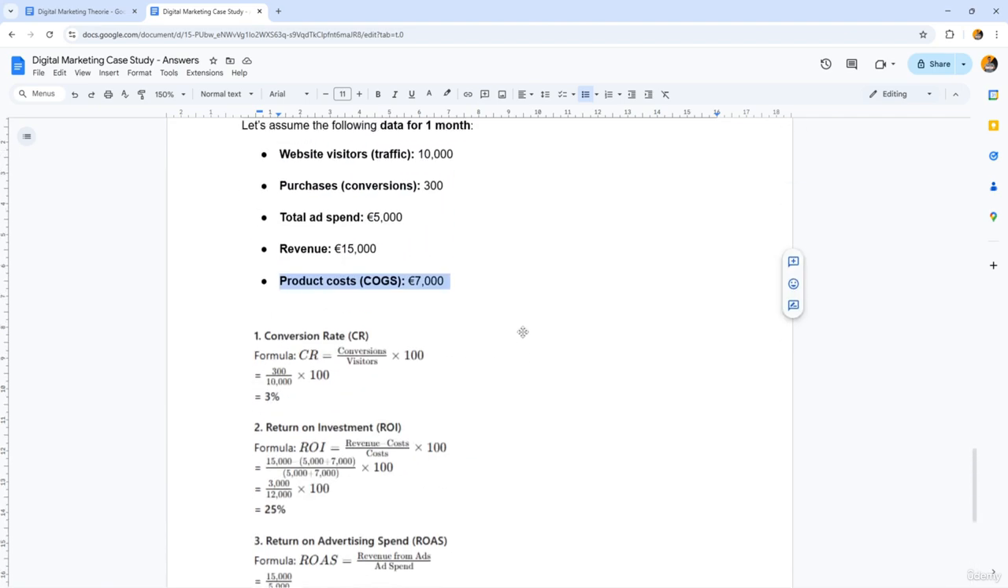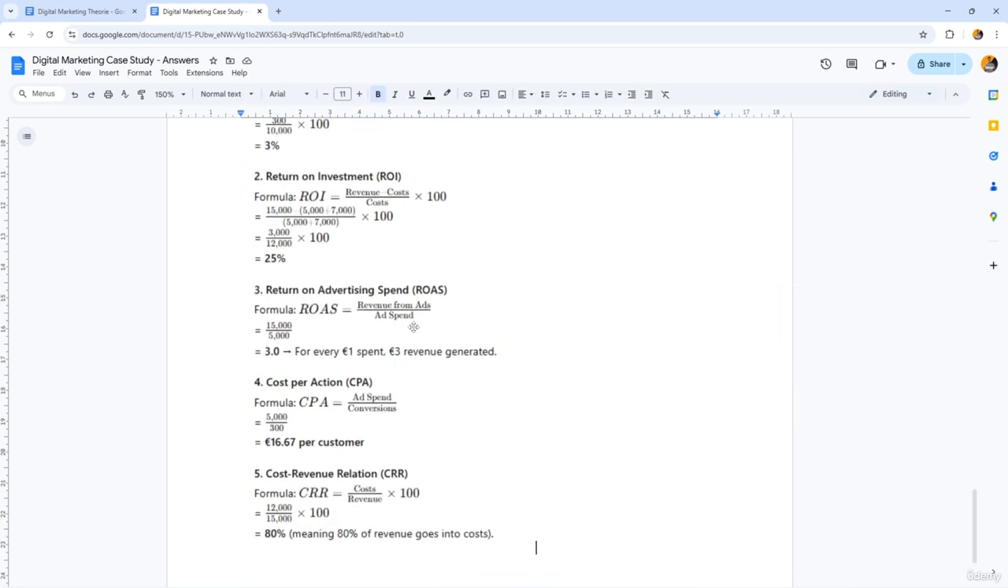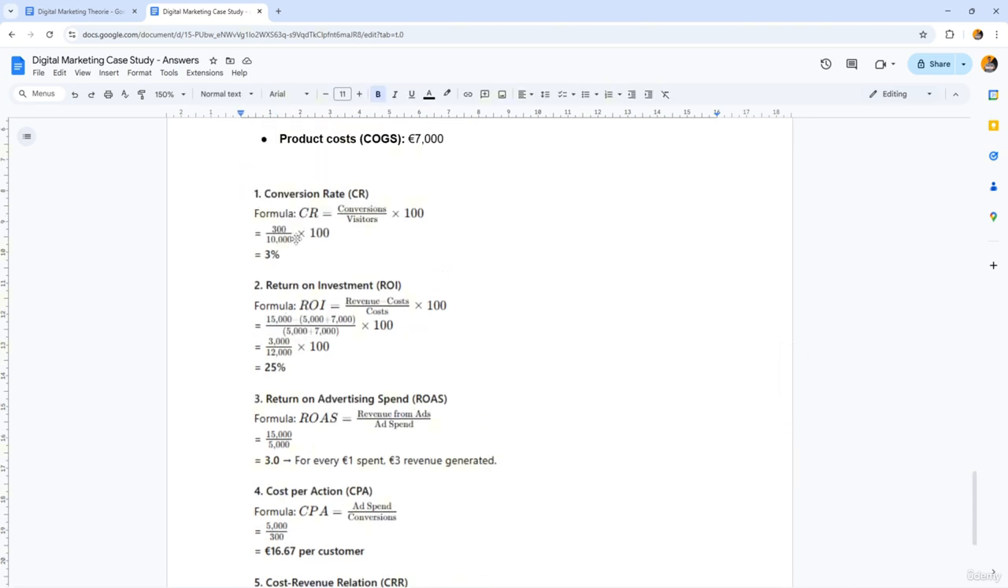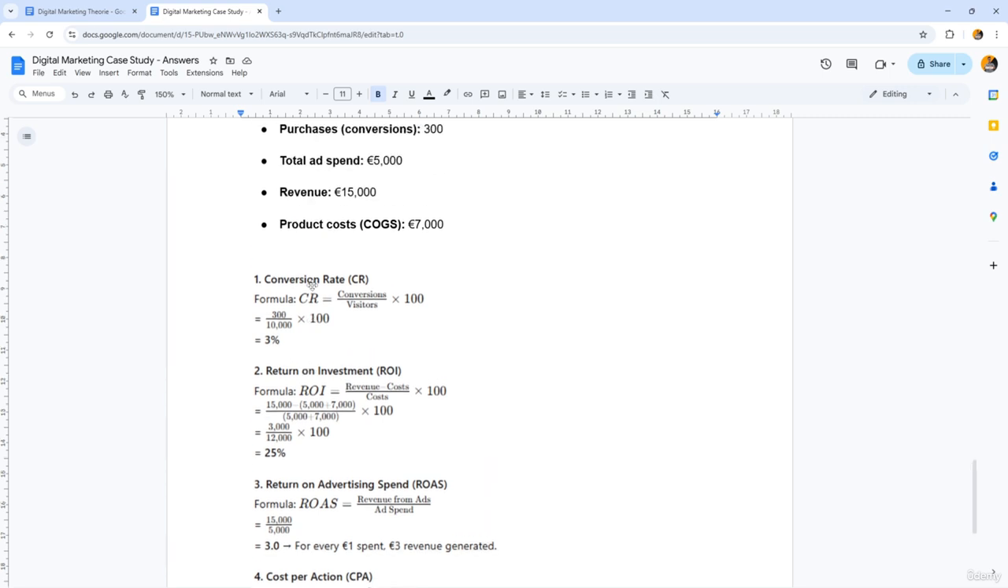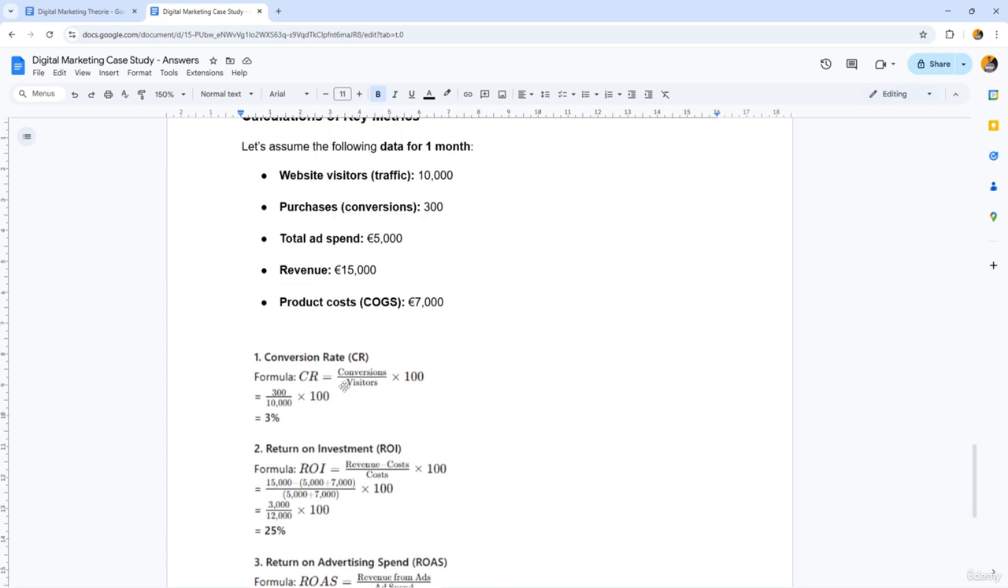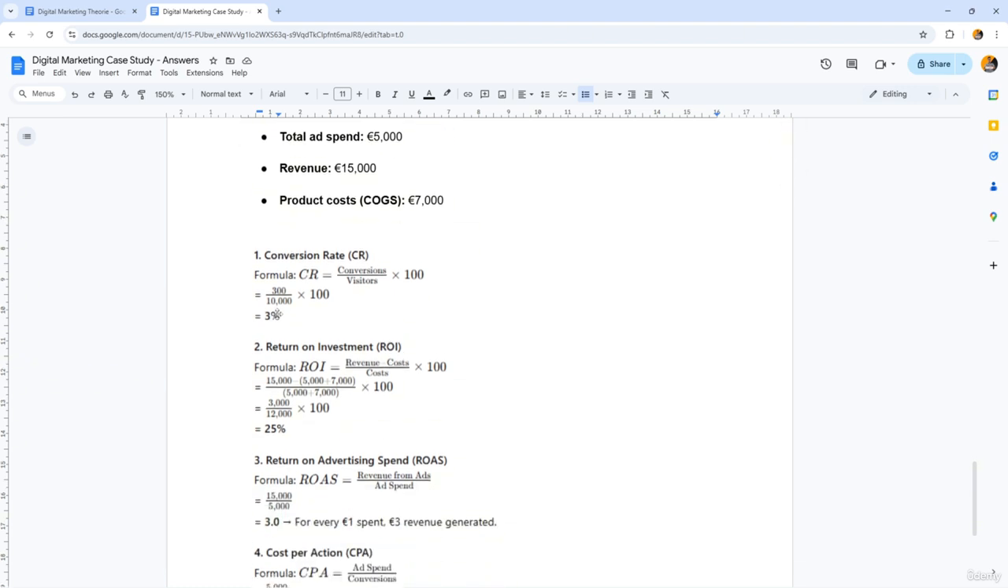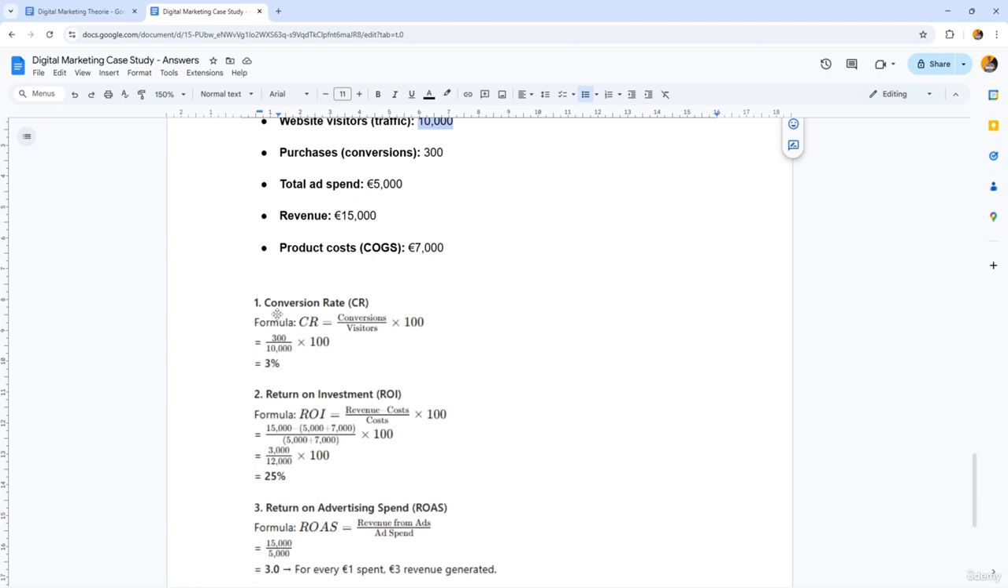And I asked you about a couple of numbers. I have them here as a screenshot, just because it's easier for you to read that in this way than just having the plain numbers here. First question was the conversion rate. Conversion rate is number of conversions divided by visitors, so 300 divided by 10,000 times 100, which gives me 3%. That was quite an easy one, but about 3% of people who visit the website also purchase something.